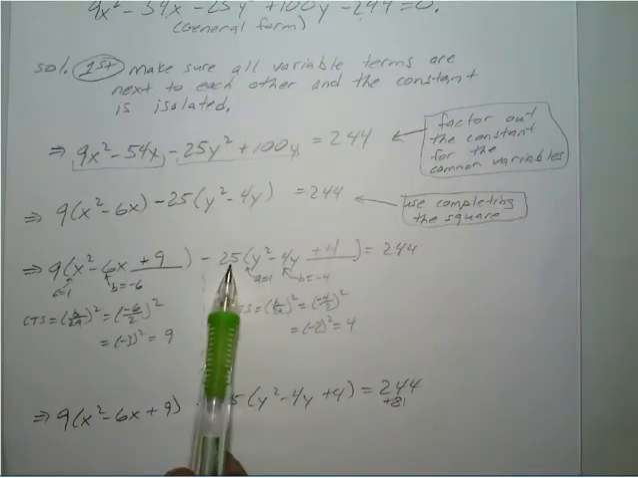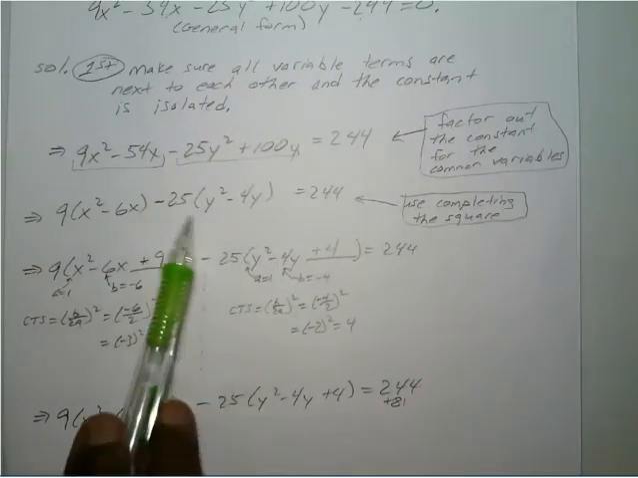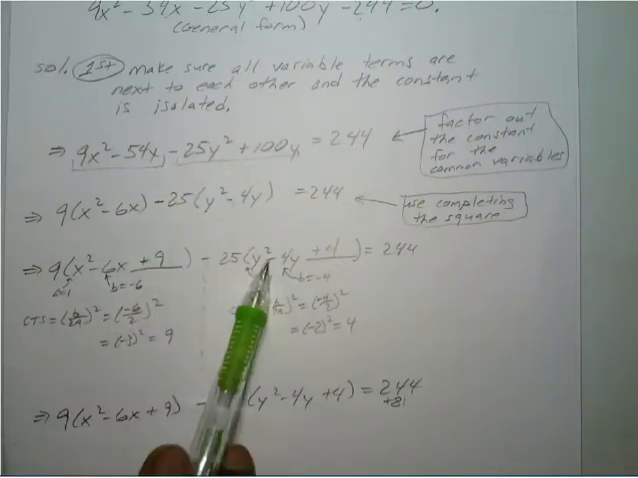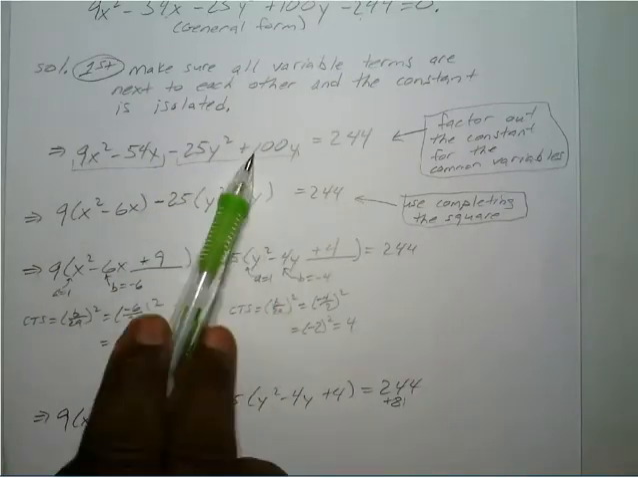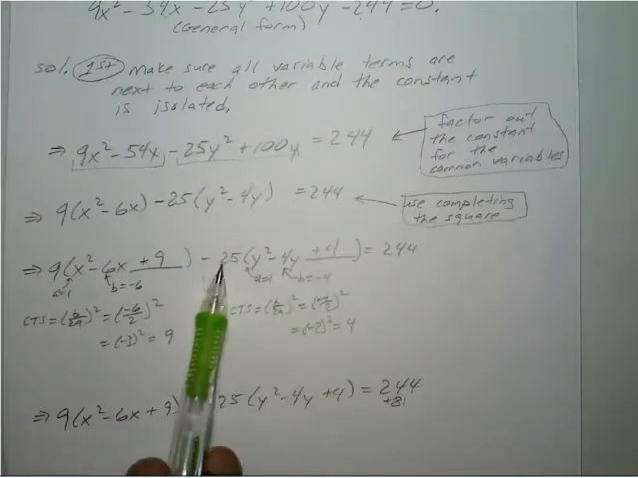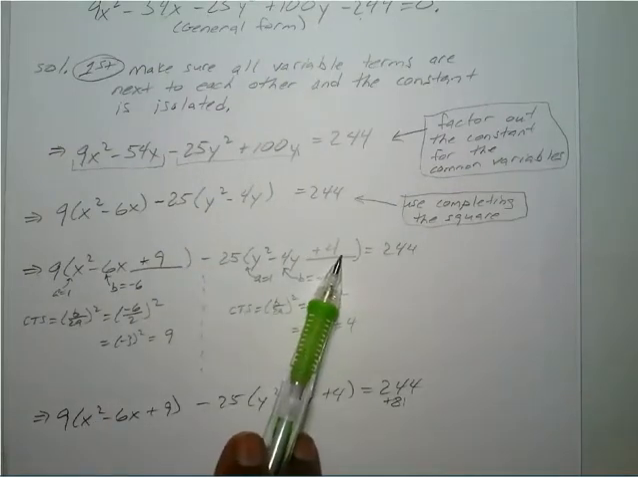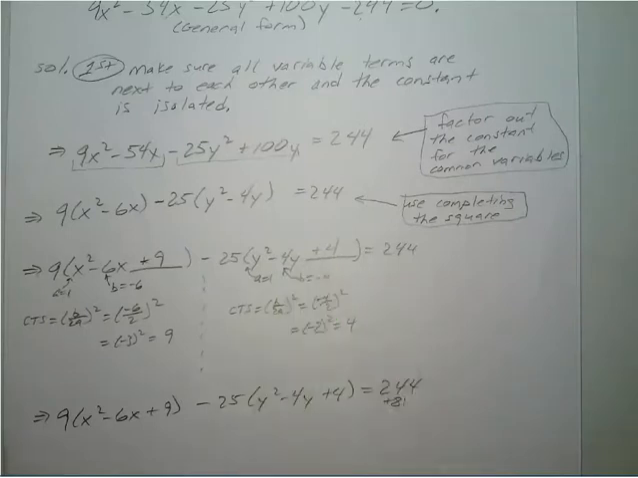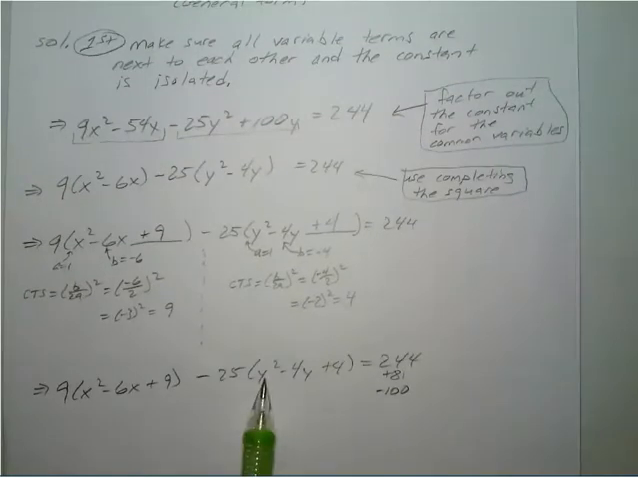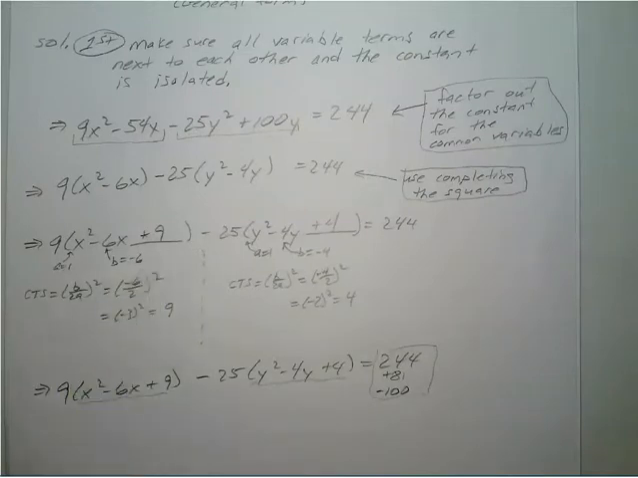Same thing here. If we distribute this 25, we have negative 25y squared plus 100y, and then by adding that 4 there, it's another minus 100. So to balance it out, we have to put minus 100 on the other side, because everything we do to the left side of the equal sign, we have to do to the right. So now we go ahead and add those together. But remember, by completing the square, we created perfect square trinomials. So we can rewrite those.